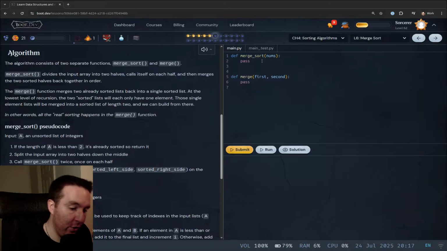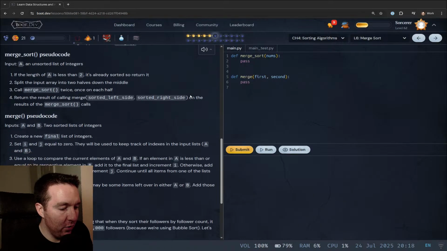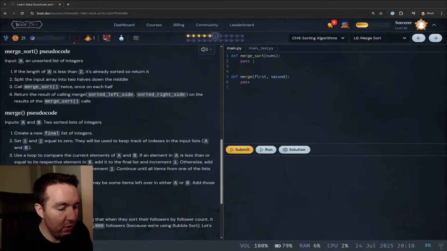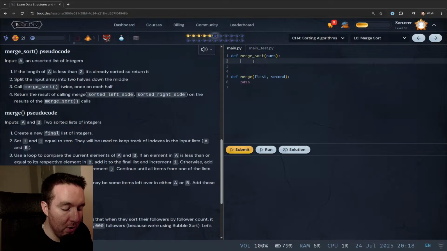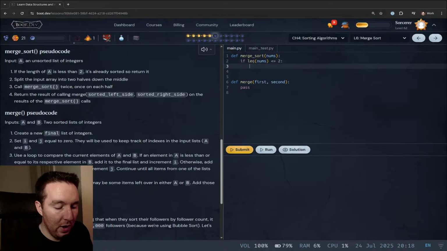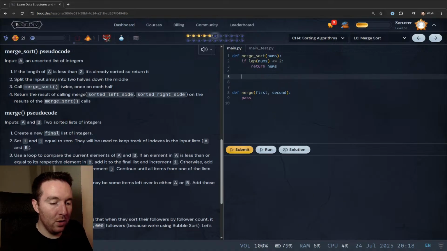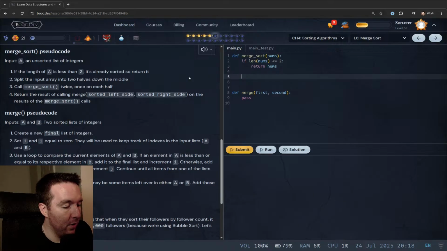So merge sort pseudocode. Input A, an unsorted list of integers. If the length of A is less than 2, it's already sorted, so return it. So if the length of nums is less than or equal to 2, then return nums. Split the input array into two halves down the middle.